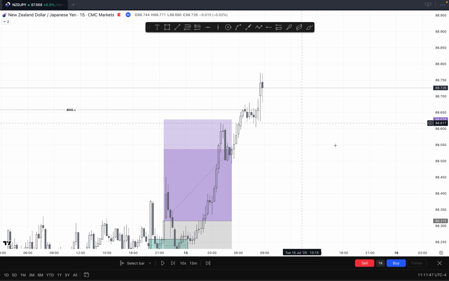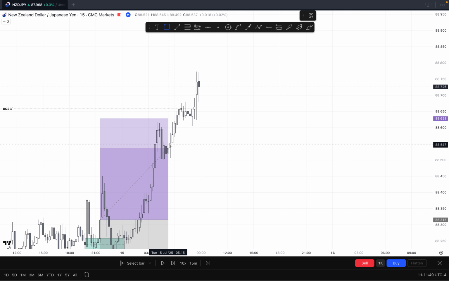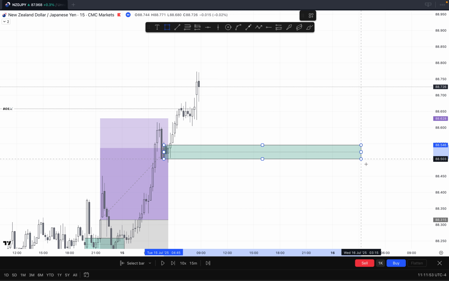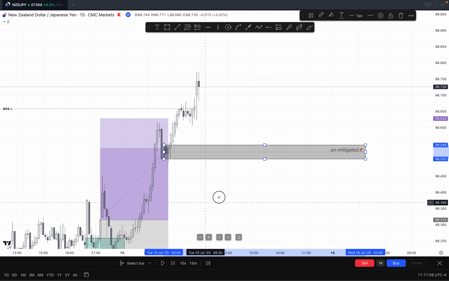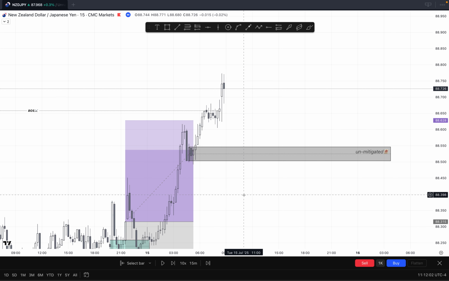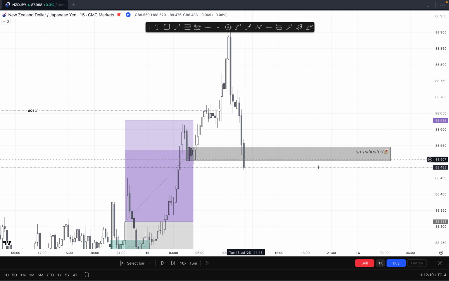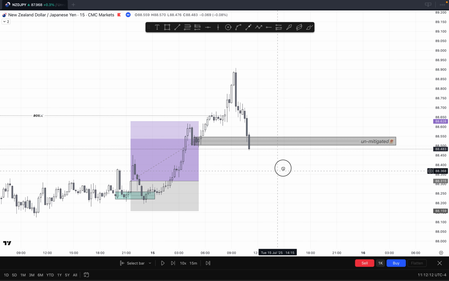Since we got the breaker structure there, clearly this would be my order block right here. Clear as day. Unmitigated order block, all right? See what the market does. All right, so we tapped and violated, okay?